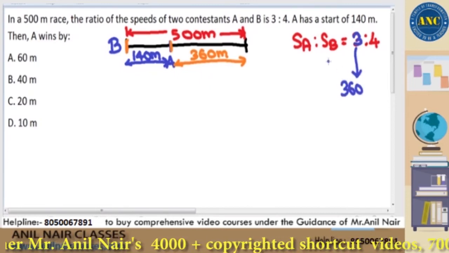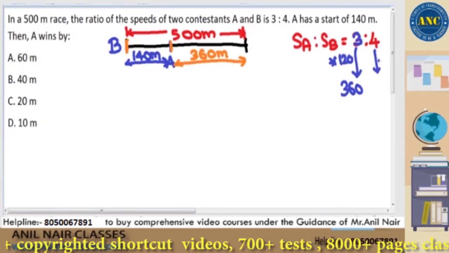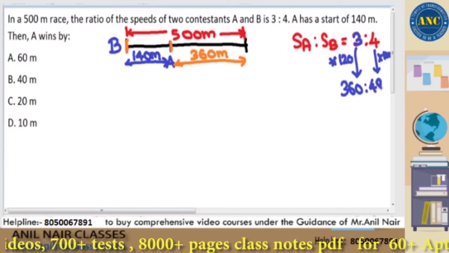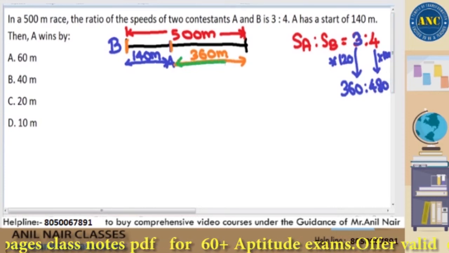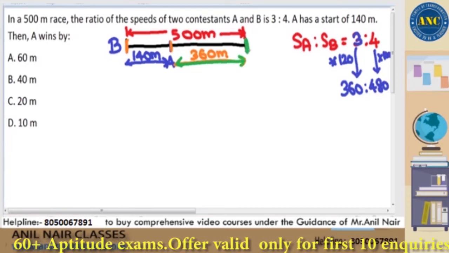3 should become 360, so multiply by 120. 4 also multiply by 120. 4 into 120 is how much? 480. That means if A is traveling the remaining 360 meters, A will reach the end point, right? A will reach the end point.